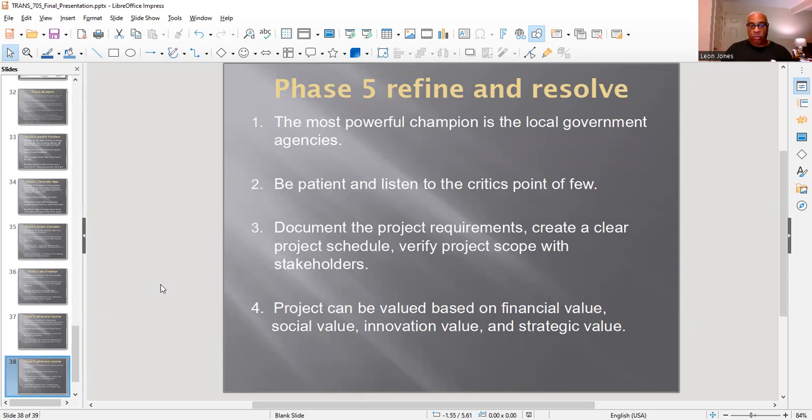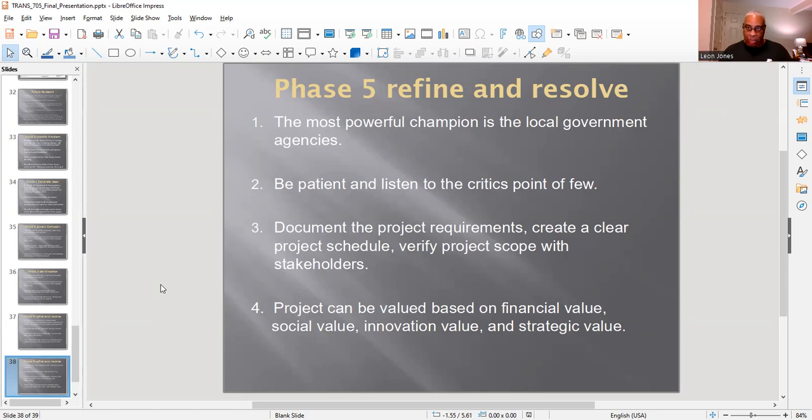Now, I will say this. You want to resolve any project deficiencies? Document the requirements of the project. Create a clear project schedule. Verify the scope with stakeholders.